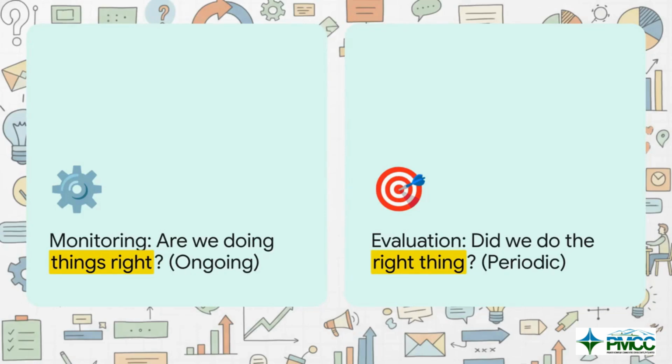So, to put it super simply, monitoring asks, are we doing things right? It's all about the process, and it's happening constantly. Evaluation, on the other hand, asks, did we do the right thing? It's about the overall impact, and it happens periodically. And trust me, you absolutely need both for a project to succeed.